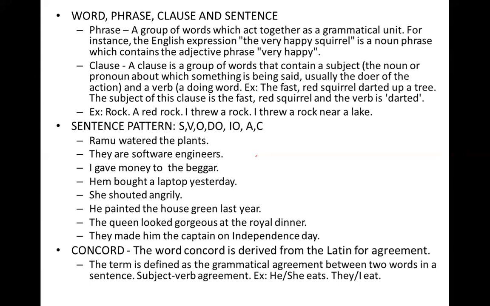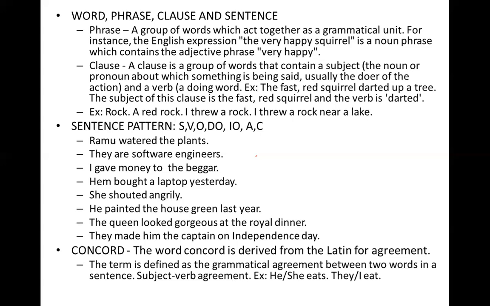So when an adjective is not placed before a noun, but comes after the verb, it becomes a complement in a sentence. So the queen is subject, looked is verb, gorgeous is complement to the queen.